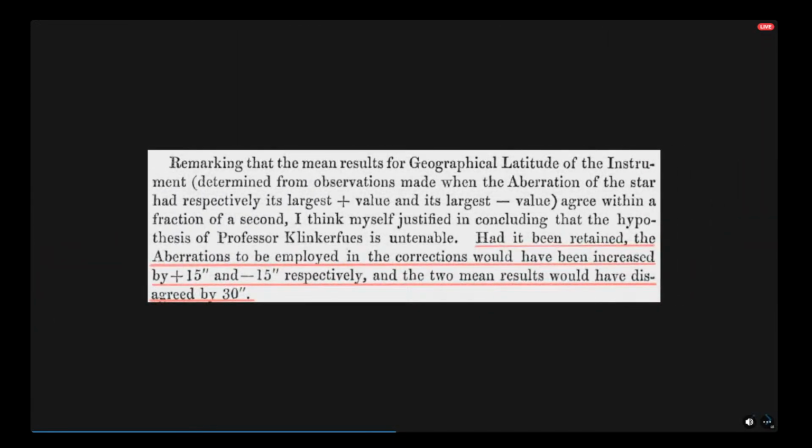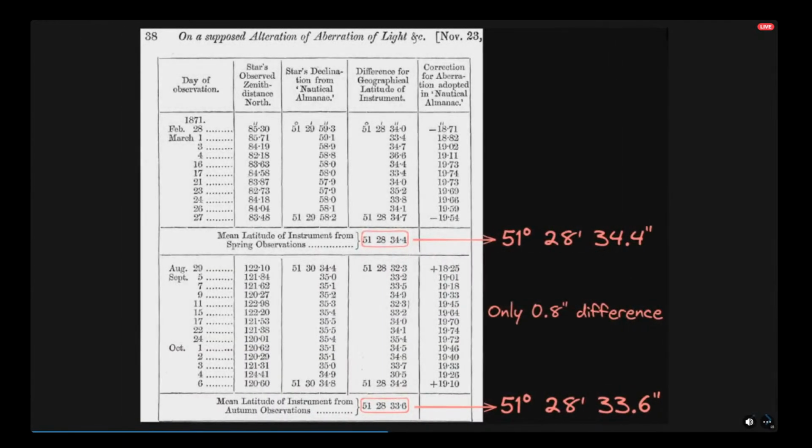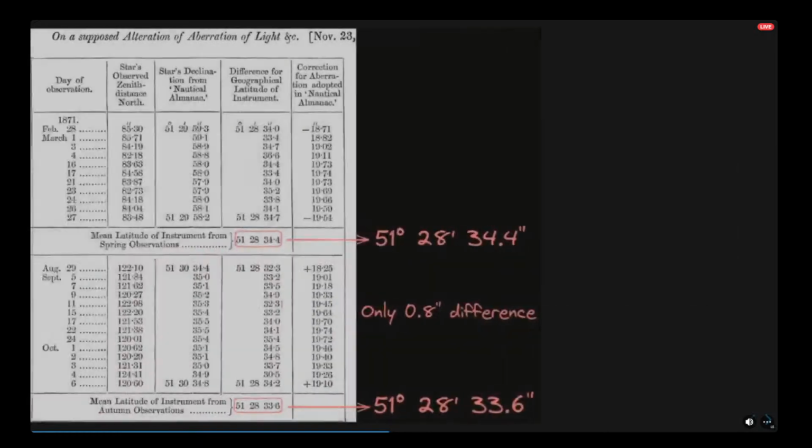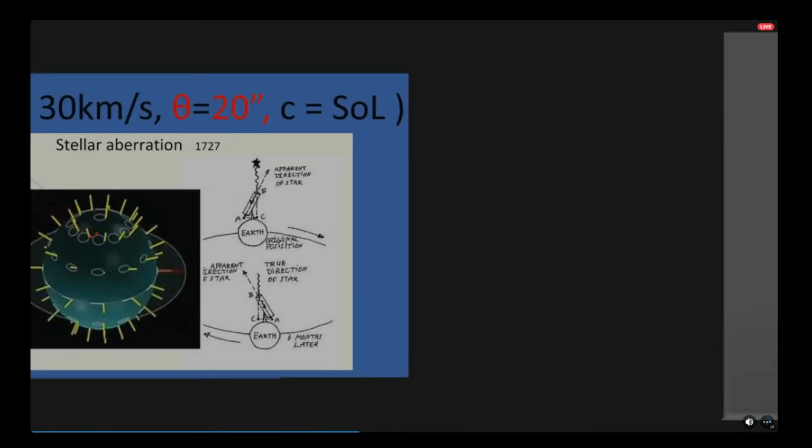And so what was the heliocentric prediction? Had it been retained, the aberration employed in the correction would have been increased by 15 arc seconds and minus 15 arc seconds respectively. This would mean the results would have disagreed by 30 arc seconds. So they would have had to make a hell of a correction compared to 0.8 arc seconds, right? Heliocentrism isn't even on the table anymore. That's crazy. And they'll try and tell you this was about Fresnel or Fizeau. Nah, man, it was about the motion of the Earth. Simple, very, very simple and straightforward.